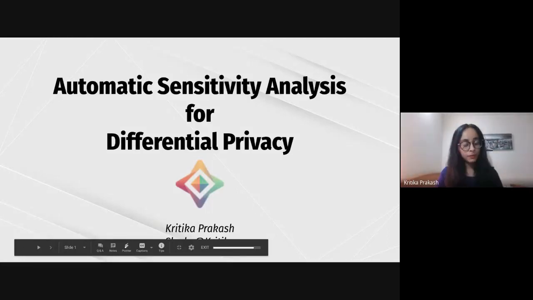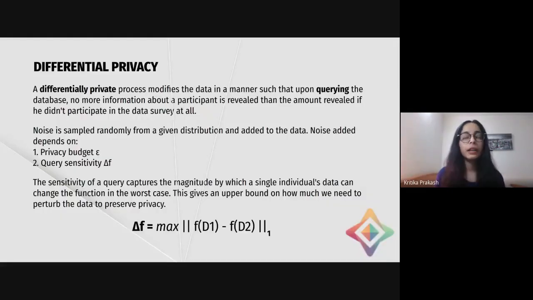So, automatic sensitivity analysis. Of everything that we've discussed so far, we first looked at what differential privacy really is, but everyone seems to know that. When you have to make something differentially private, the way you do that is based on what privacy budget you can use, and the sensitivity of the query function that you're dealing with. That completely determines how much noise you have to add in order to obtain a certain level of privacy.